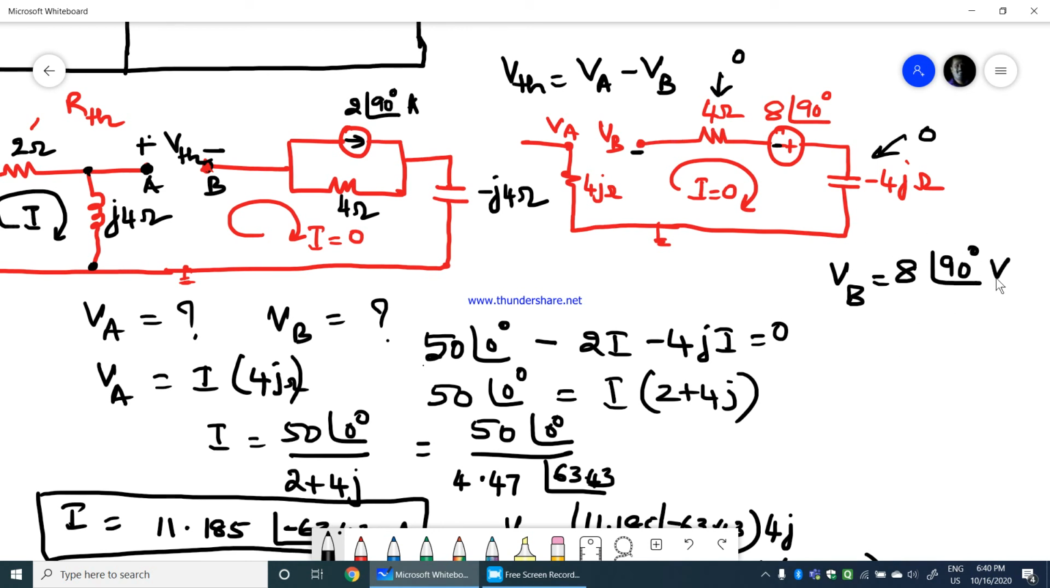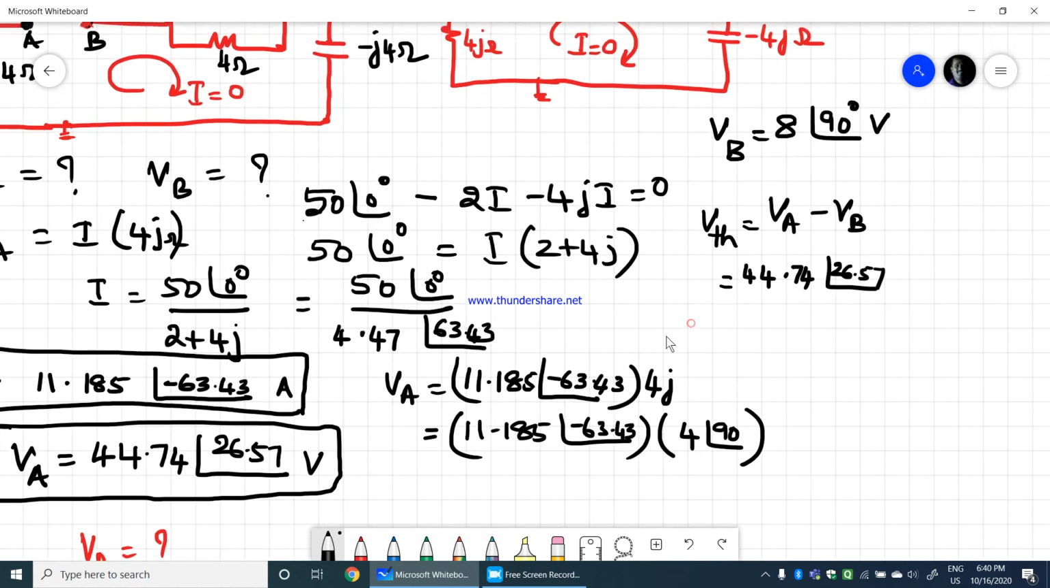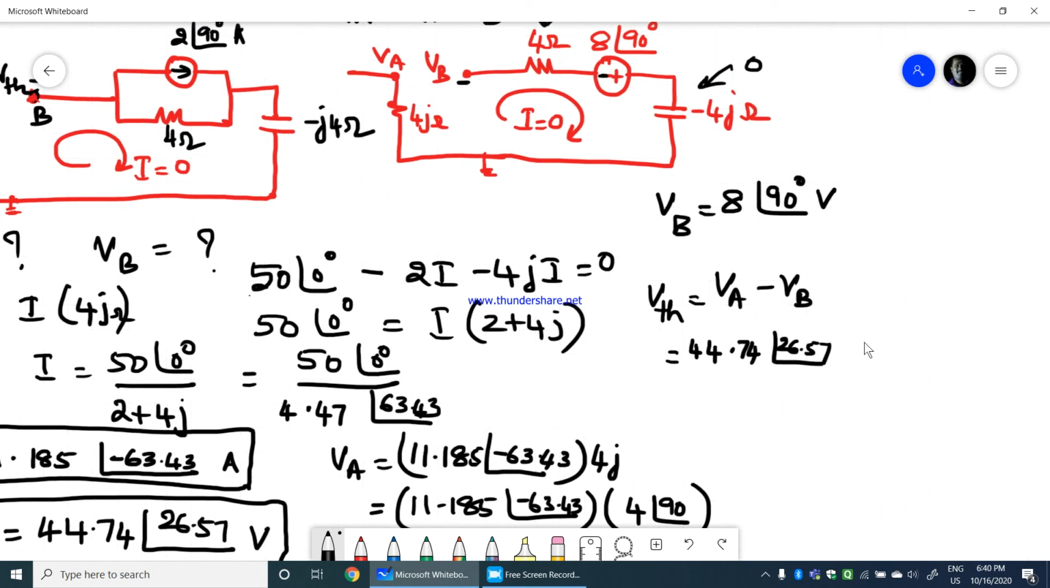So we got VA and VB. Our job is to find VTH. VTH would be equal to VA minus VB. We got VA equal to 44.74 at an angle 26.57, minus 8 at an angle 90 degree. So this is my VTH. Now you can't subtract the polar terms. Therefore, what I should do is convert this polar to rectangular again.